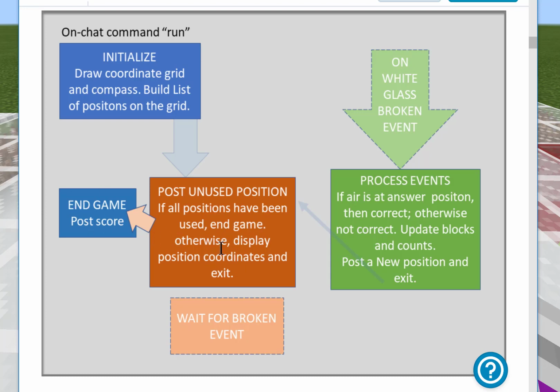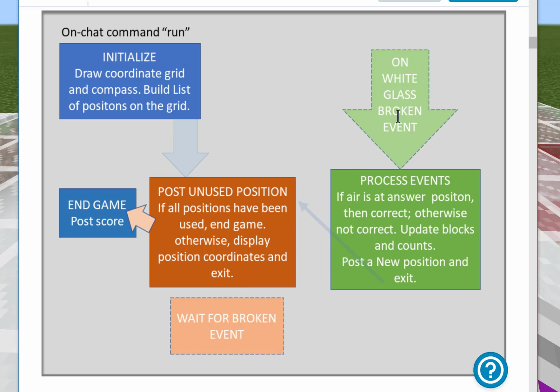Now, once a position is posted, it's like a question to the user. Pair of coordinates, like where, that's the question: where is the position on the grid? Break the glass. So at that point, it just exits and waits for the broken event. In other words, nothing happens. Waiting is kind of a conceptual thing. There is no wait in the program. It just means this exits and the program does nothing until the user breaks the block.